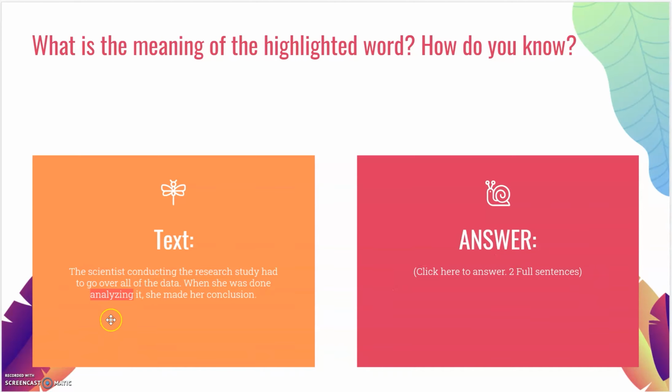So if we look at another one, right? The scientist conducting the research study had to go over all of the data. When she was done analyzing it, she made her conclusion. Okay, so what does analyzing mean? And what are the context clues that help us understand that? So for me, analyzing, it's another verb. When she was done analyzing, so she was done doing something. What was she analyzing? The data. She was analyzing the data. She made her conclusion, so her conclusion came from the analysis, or from analyzing. What was she analyzing? The data of the research study.